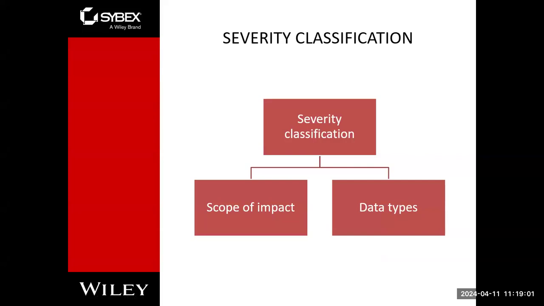Then there's severity. So if we lost a laptop or if we had a breach, what did they have or potentially have access to? We have to classify that severity of the potential loss of asset. What is the scope of impact? What are the data types? How impactful was the threat? Did we lose PII, for example, of customers, of employees, of third parties? And what actions do we need to look at taking because of that loss?